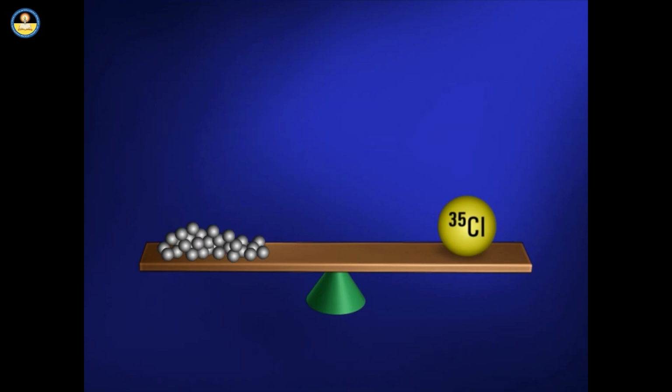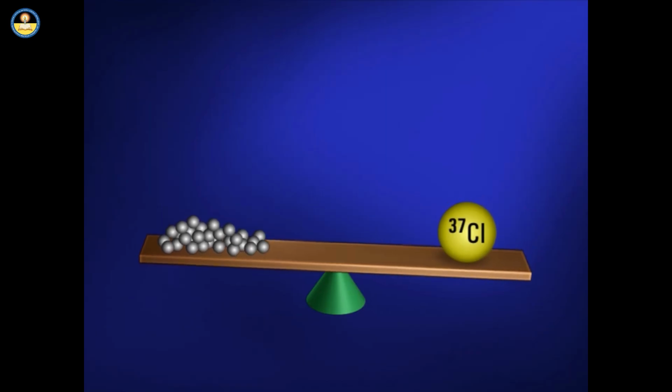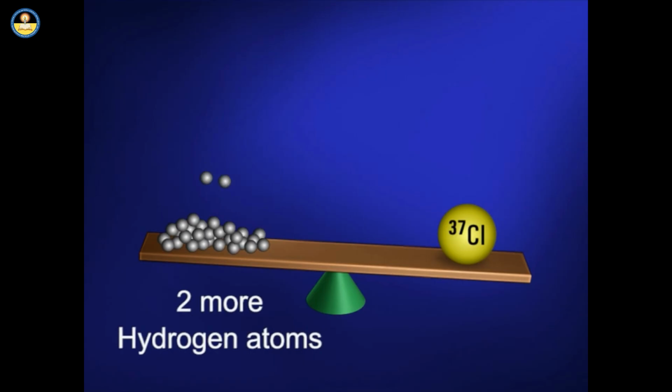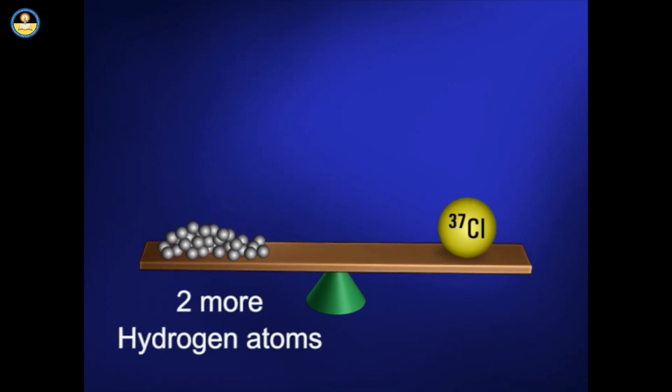If we take a heavier chlorine-37 isotope, we find that 2 more atoms of hydrogen are to be added to balance the beam. So, the mass now is 37 AMU or 37U.